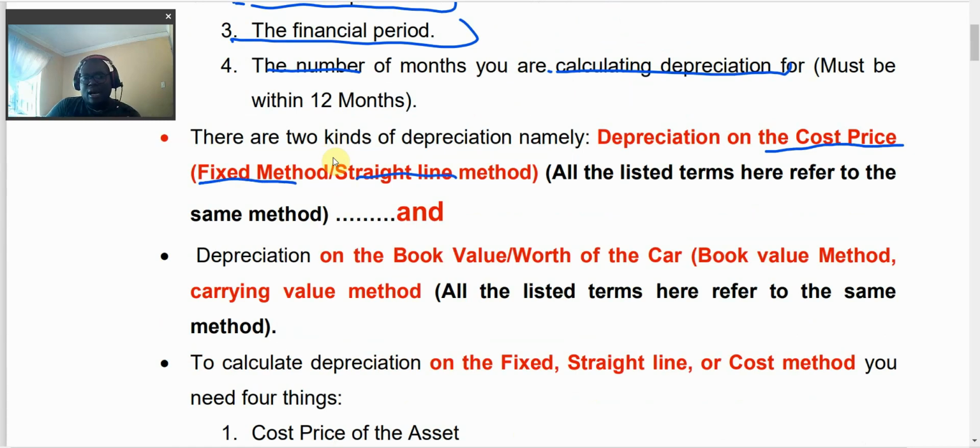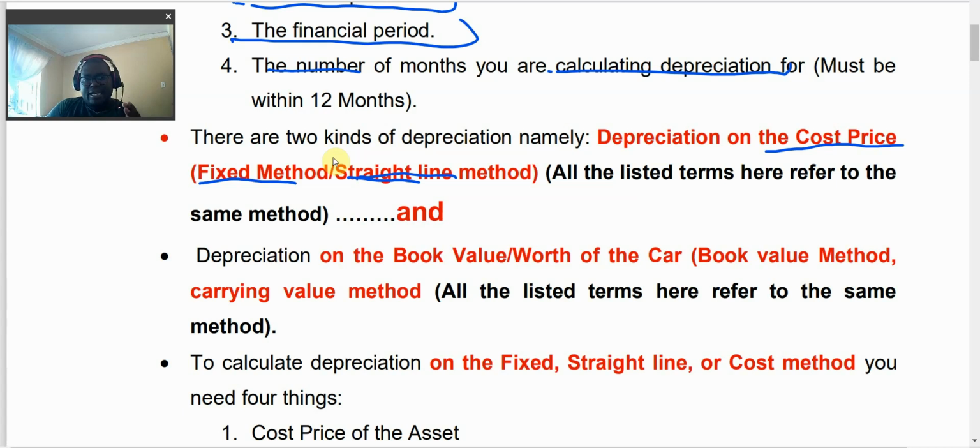The reason why they're saying it's known as a fixed method is because you're calculating depreciation in a similar manner. As long as you still have that particular vehicle, you will be calculating depreciation on the cost price only. The cost price won't change, it will always be the same. The only difference will be the months that you're calculating depreciation for, because sometimes you decide to sell that particular asset during the year, so the months will vary depending on whether you are buying or selling. This method is also known as the straight line method.